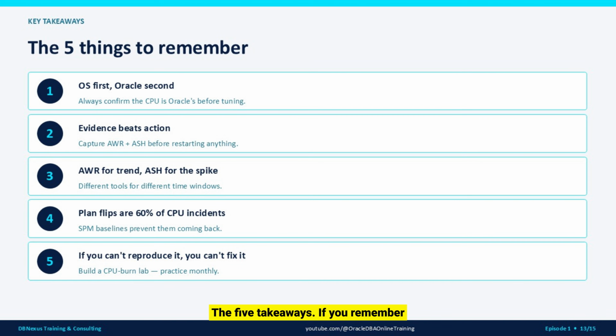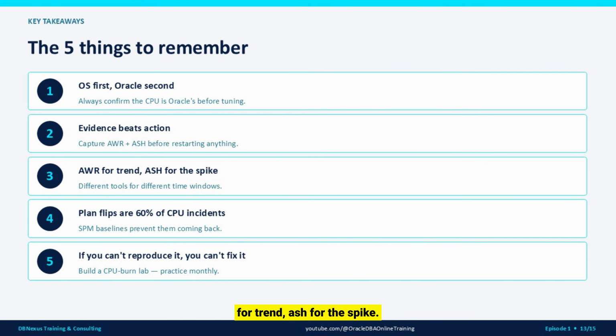The 5 takeaways. If you remember nothing else from this video, remember these 5 things. 1. Operating system first, Oracle second. Always confirm the CPU load is Oracle's before you tune anything in the database. 2. Evidence beats action. Capture AWR and ASH before you restart or kill anything. Evidence is non-recoverable once you wipe it.